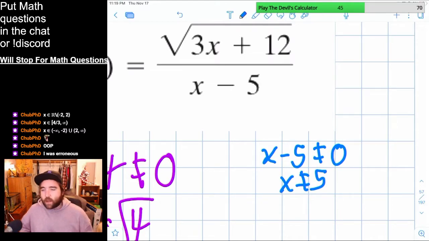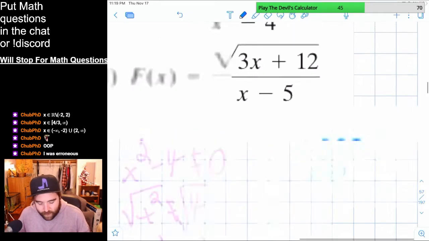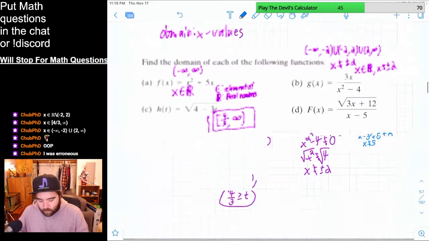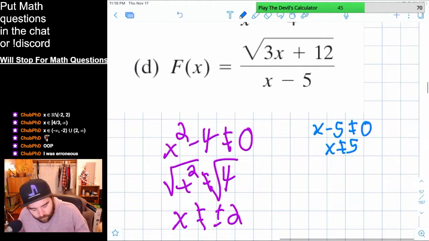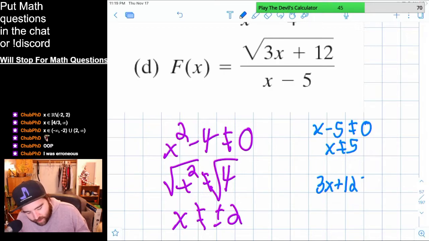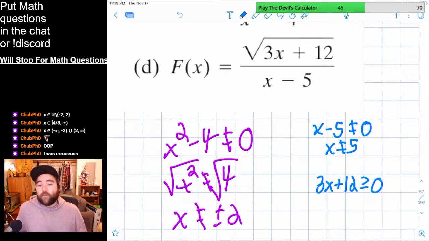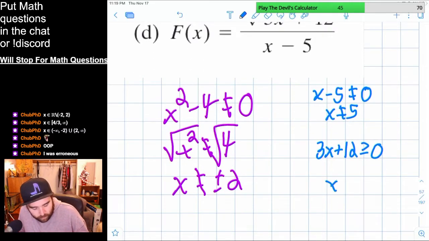But then we have the top square root as well. So we have to apply the second rule of finding domains, which is whatever is inside the square root, in this case 3x plus 12, that has to be greater than or equal to 0. And so you do that and get x by itself. Subtract 12 and divide by 3. So x has to be greater than or equal to -4.